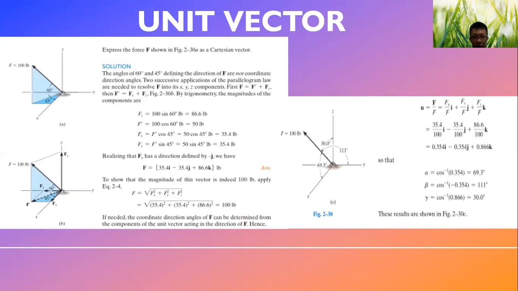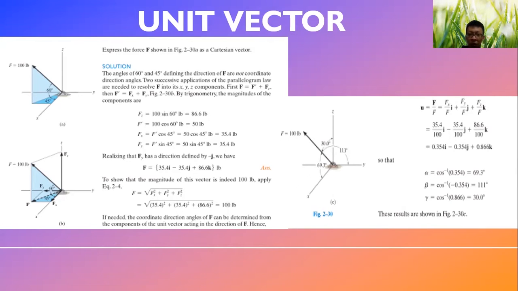And we need to find the value by squaring everything and square rooting. So we need to find a unit vector. The unit vector is the F divided by the italic F. So it will be Fx I plus Fy J plus Fz K divided by F. So it will be 35.4 I plus minus 35.4 J plus 86.6 K divided by 100. And the alpha, beta, gamma will be the direct angle between the axis and the force. So this one is what we call a unit vector.